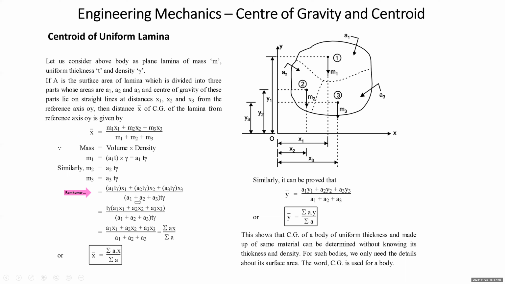Here we have substituted the values of M1, M2, M3. I have taken T gamma outside, A1 plus A2 plus A3. Now we take T gamma common from the numerator. T gamma is already taken from the denominator. T gamma gets cancelled. So what you get is A1 x1 plus A2 x2 plus A3 x3 upon A1 plus A2 plus A3, or we can write it as summation AX upon summation A.